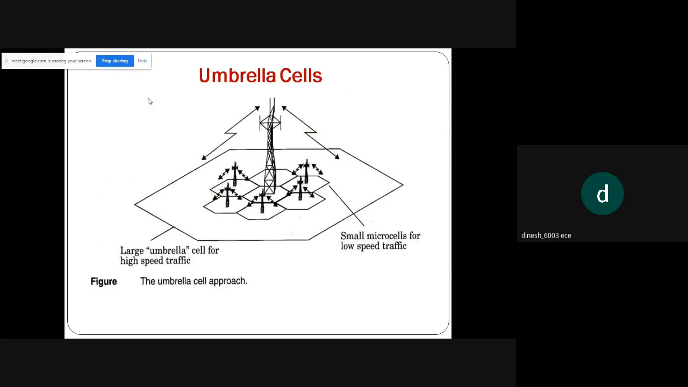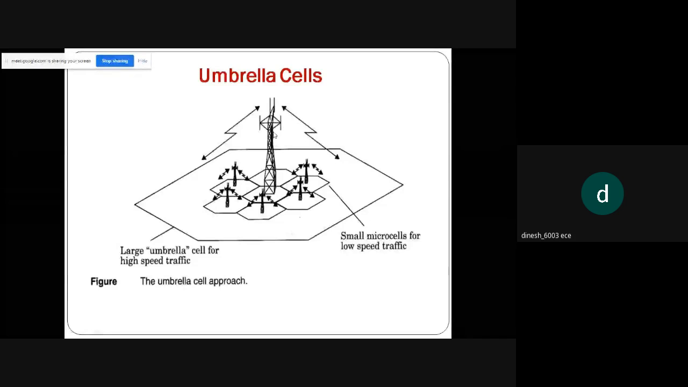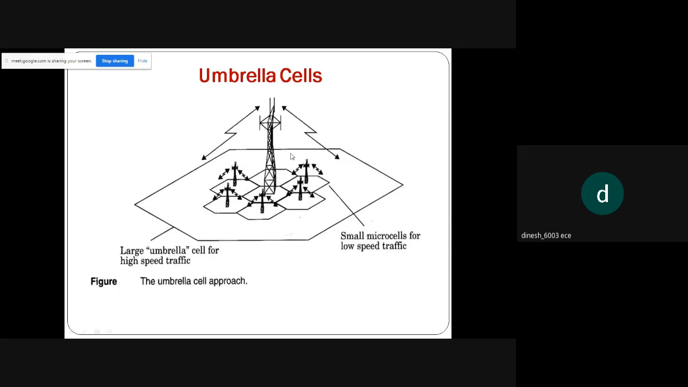In the umbrella cell approach, we have a cell, the hexagonal shaped structure, and we have one base station. You can see that the height of this base station is higher. So this covers this entire large area. A large umbrella cell for high speed traffic coverage. Then we have small base stations. You can see small ones, 1, 2, 3, 4, 5, within this one cell, which we call microcells.